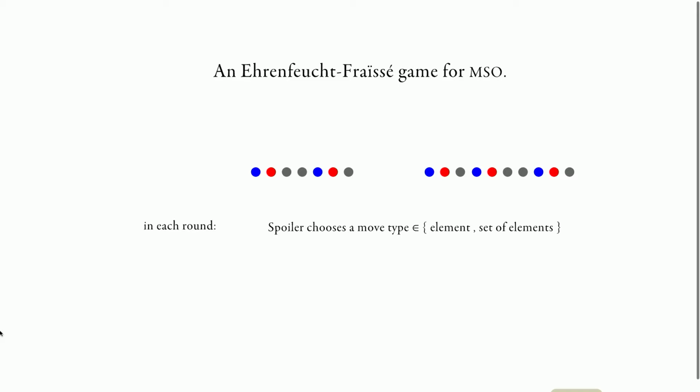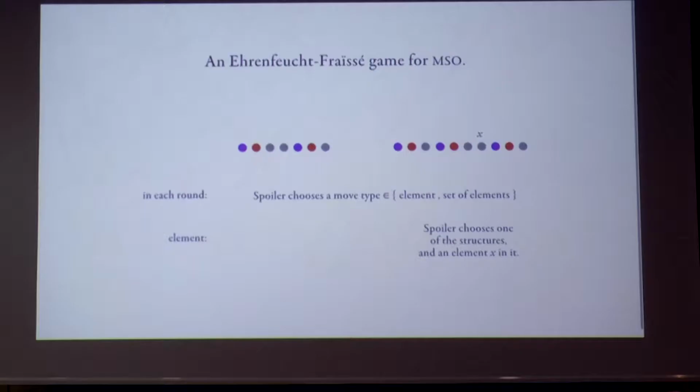So spoiler chooses a move type. He's either going to do an element move or a set of elements move. Suppose he says, okay, I will do an element move. So how does it work? If spoiler says he's going to do an element move, then he chooses one of the structures and chooses an element in it. So one of the words, if these were word structures, and a position in it. He says that this is his position X.